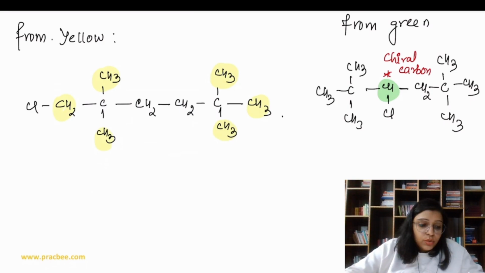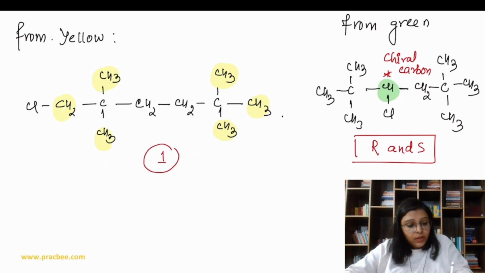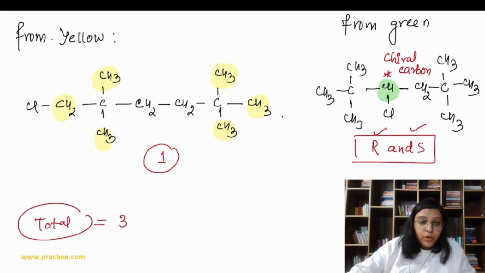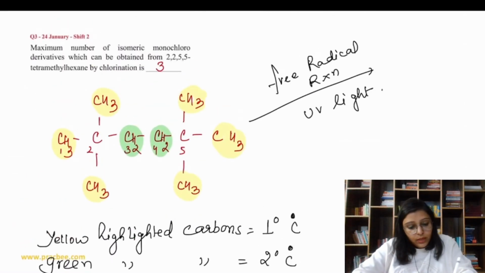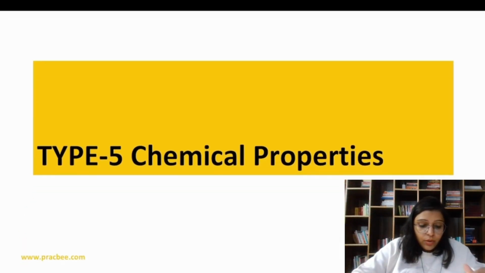So if this is the chiral carbon, it means we are going to have two isomers, R and S. So total number of isomeric products, one for this one, 2 and 3. So total 3. Okay, so the answer is going to be 3. Clear? That's it. Now let's do some questions based on the chemical properties of haloalkanes and haloarenes.